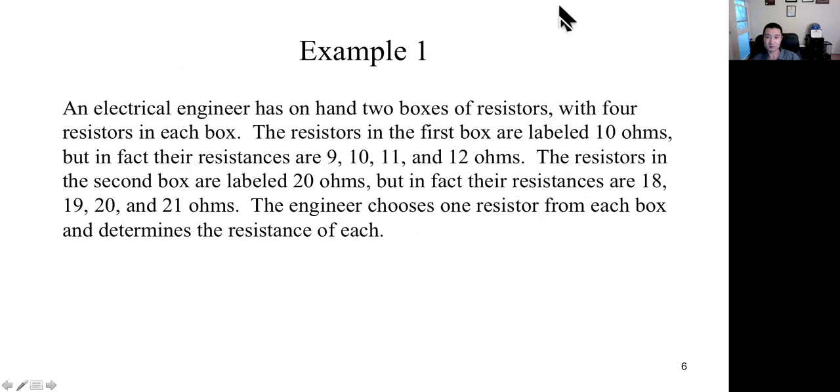All right. And here is another example. Let's read it together. An electrical engineer has on hand 2 boxes of resistors.